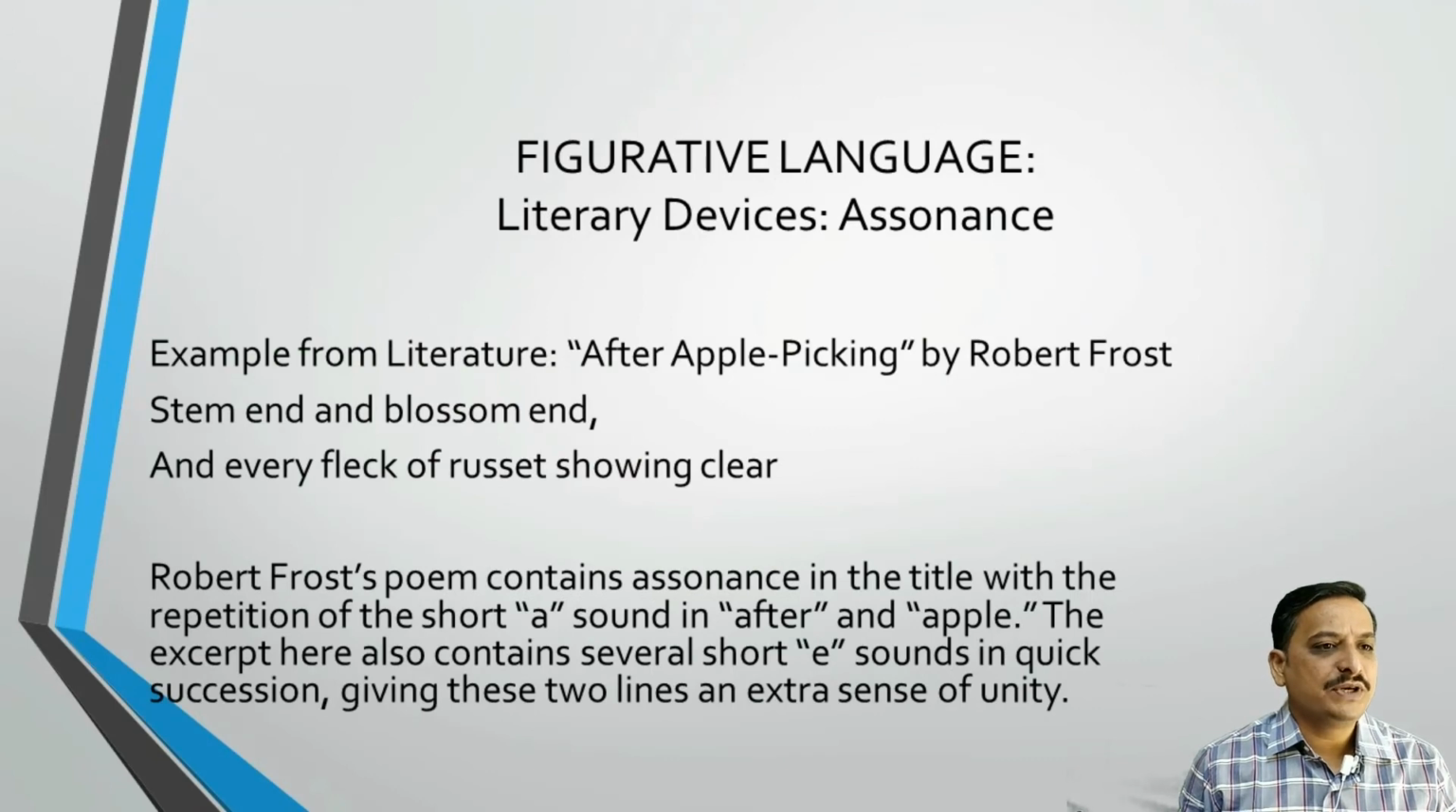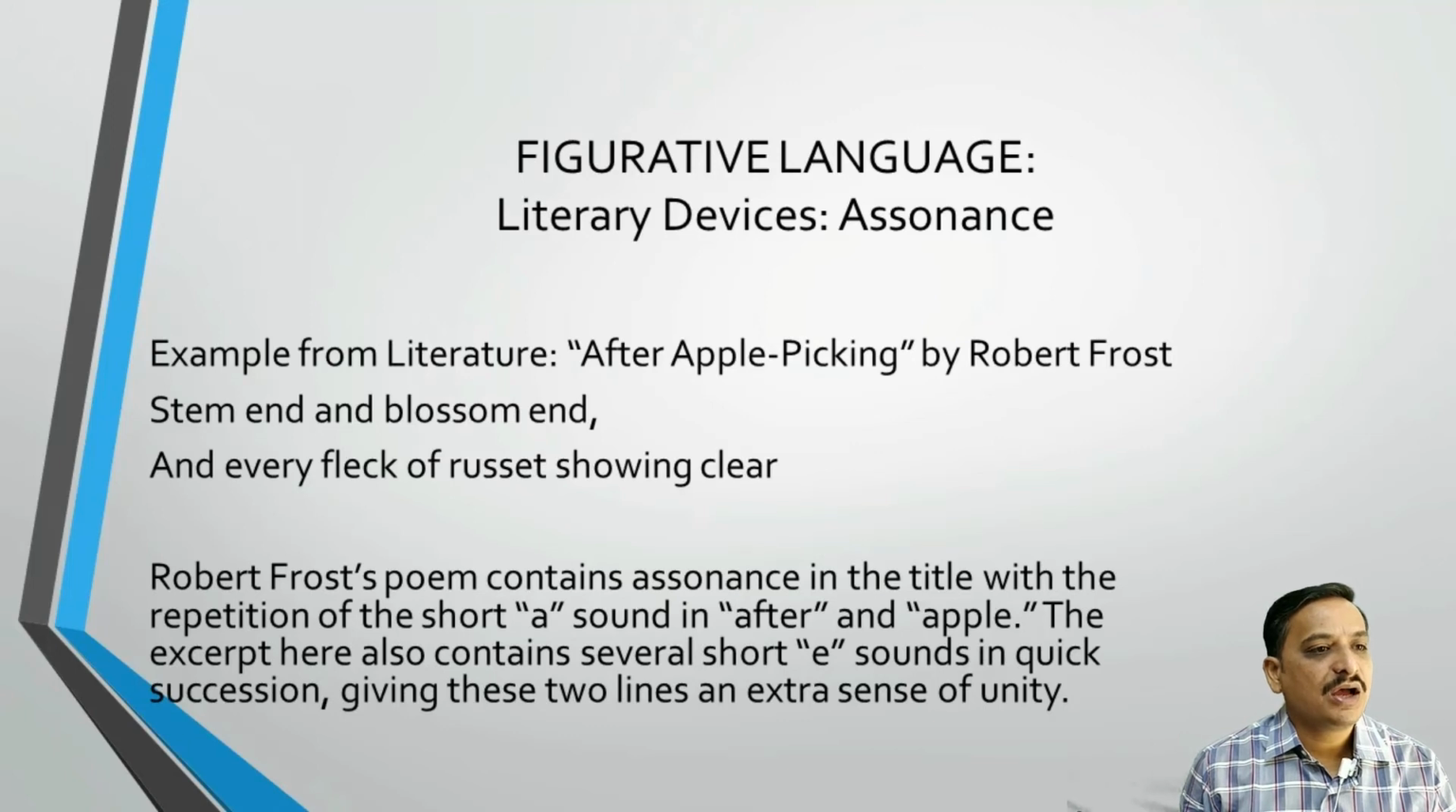An example of literature for assonance would be "After Apple Picking" by Robert Frost. "Stem and blossom, and every fleck of russet showing clear." Robert Frost's poem contains assonance in the title with the repetition of the short A sound in "after" and "apple." The excerpt here also contains several short E sounds in quick succession, giving these two lines an extra sense of unity.